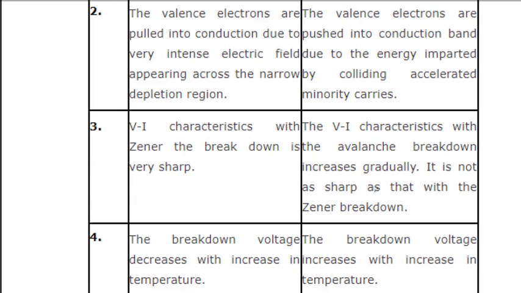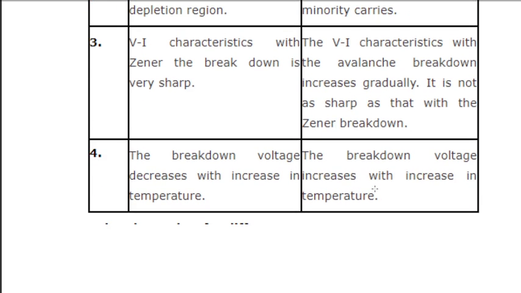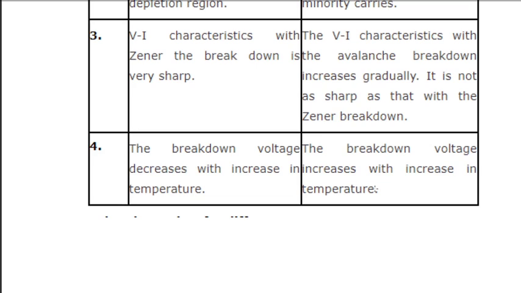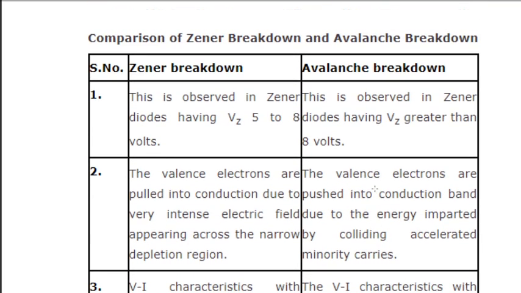The VI characteristic is very sharp in the case of Zener diode, whereas in the case of avalanche it increases gradually. And regarding the effect of temperature, the breakdown voltage decreases with an increase in temperature in the case of Zener breakdown, whereas in avalanche breakdown it increases with the increase in temperature. So one is decreasing, the other is increasing. This is the comparison between Zener breakdown and avalanche breakdown.